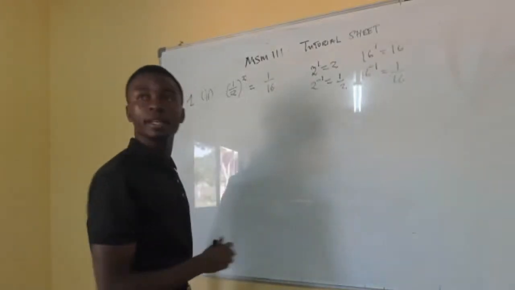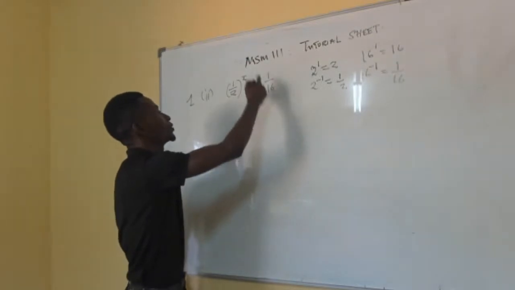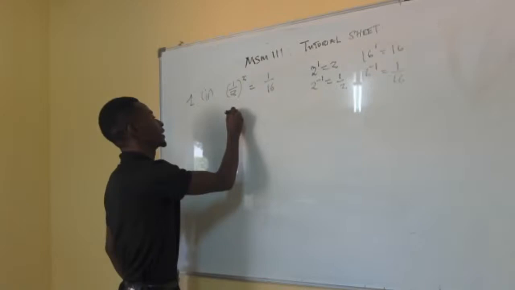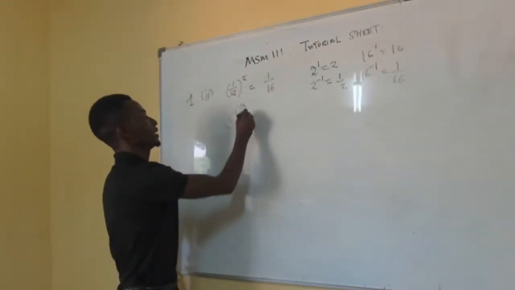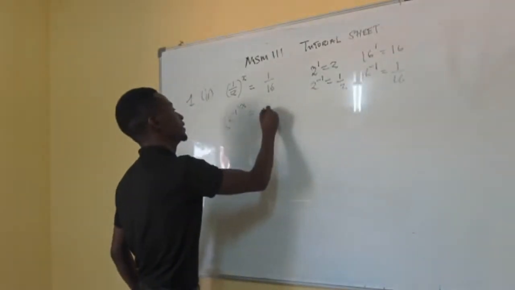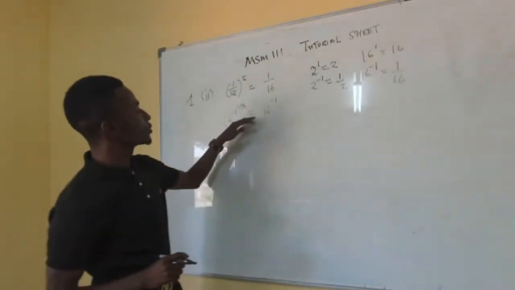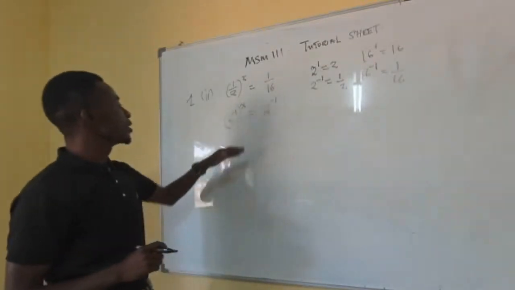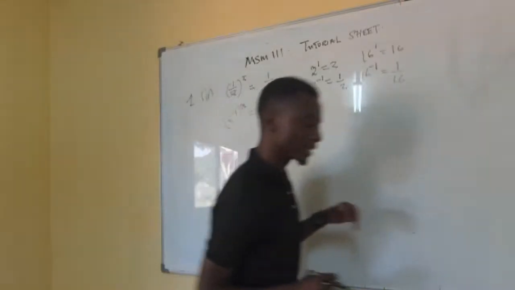Following the question, we have 1 over 2 to the power x equal to 1 over 16. So this 1 over 2 can be written as 2 to the power negative 1, all to the power x, equal to 1 over 16, which can also be written as 16 to the power negative 1. Our aim is to solve for x. How are we going to solve for x? We have to make the bases look the same.